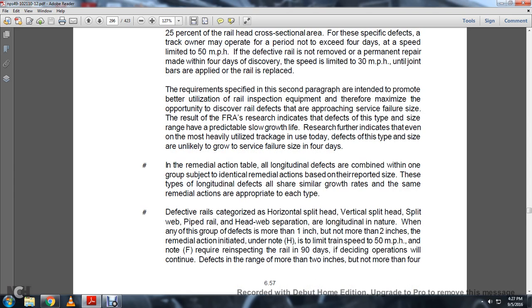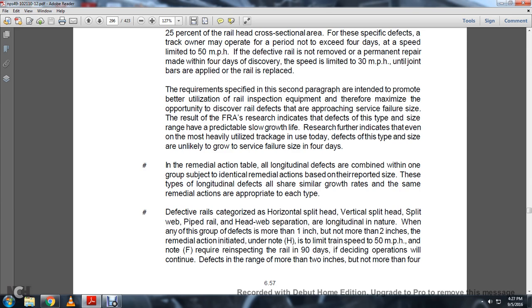The requirement specified in the second paragraph is intended to promote better utilization of rail inspection equipment, therefore maximizing the opportunity to find defects. This affects the approach to service failure size. The results of FRA research indicate the defect type, the size range, and the periodically slow growth life, which further indicate even more the heavily utilized track than the use of today.